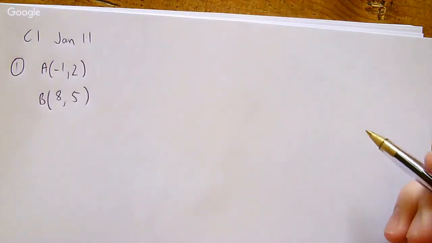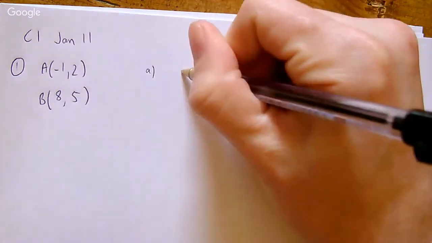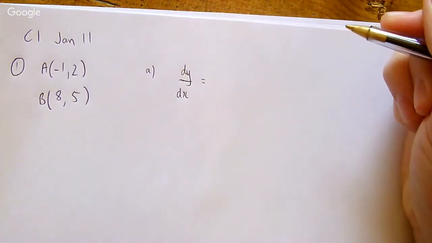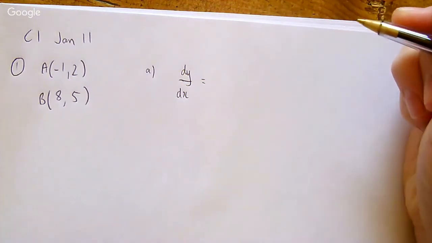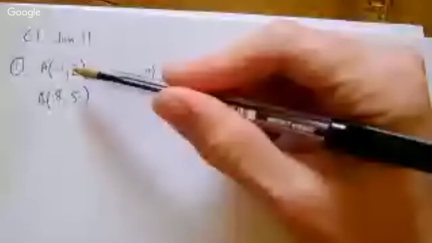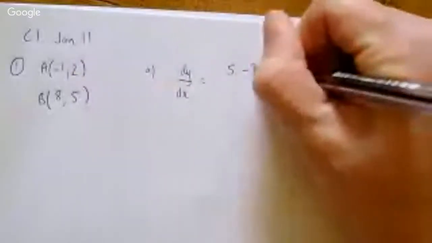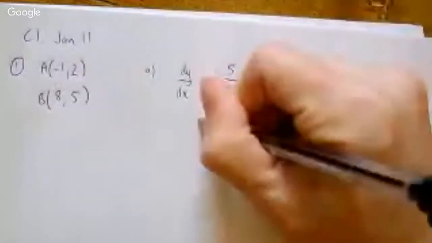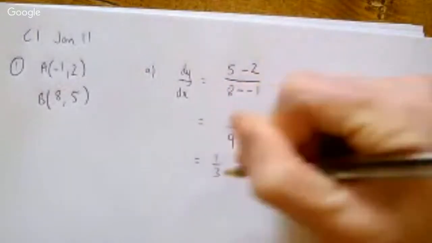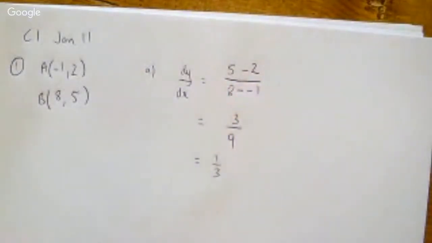When it asks me to find the gradient of AB for part A, I tend to think of it as dy by dx, which reminds me it's the difference in y's, the difference in x's. The difference in 2, 5, I'm going to get a -3, which I don't particularly want. So I'm going to do the b coordinates, take away the a coordinates, but it's the y's first. So 5 take away 2. Now, because I did 5 first, I must do 8 first as well. So it'd be 8 take away -1. So that's going to give me 3 over 9, which is 1/3. Okay, so that's the gradient done for part A.